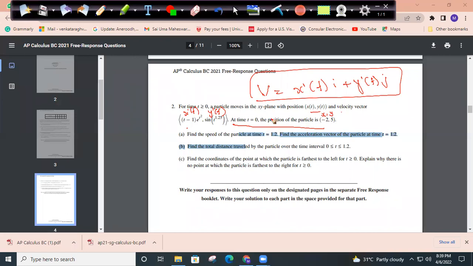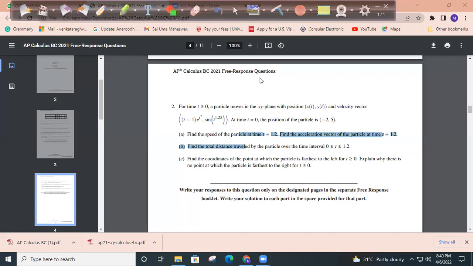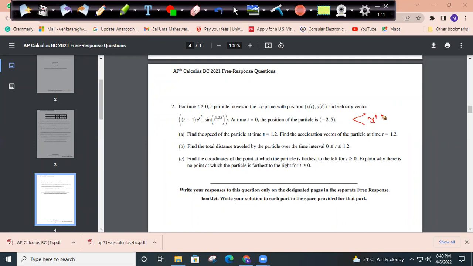Now I need to find the speed of the particle at time t equal to 1.2, and find the acceleration vector of the particle at time t equal to 1.2. First of all, we need some basic understanding. When they give position, velocity is x dash of t comma y dash of t, the velocity vector. I can also write x dash of t into i plus y dash of t into j, or simply x dash of t comma y dash of t. For these questions, you require a lot of calculator work. Without a calculator, doing the question is impossible.